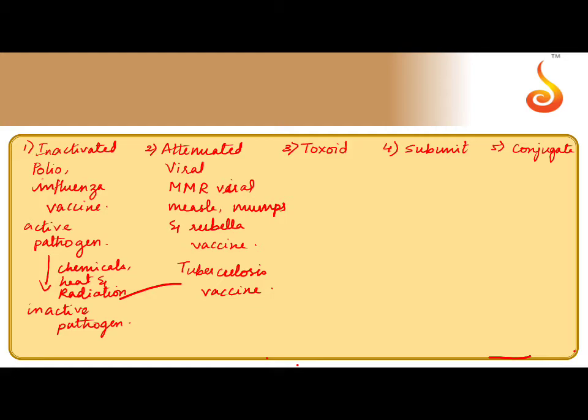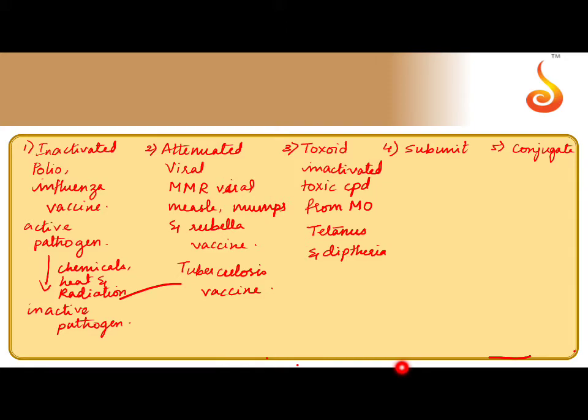In toxoid form of vaccine, we are only taking the illness causing substance. So, we are taking an inactivated toxic compound from the microorganism. So, from microorganism we are taking the toxic compounds. Examples under this are tetanus and diphtheria vaccines.